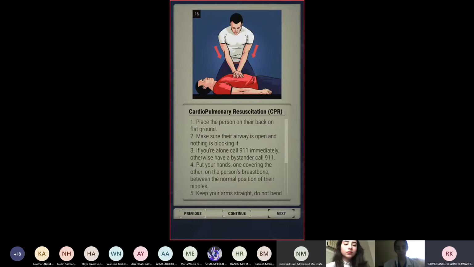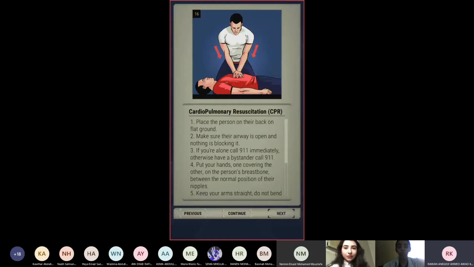Now we will talk about CPR and how to perform it. Of course, we know that CPR is an emergency procedure that can help save lives if their breathing or heart stops. Okay, so what should we do in CPR?